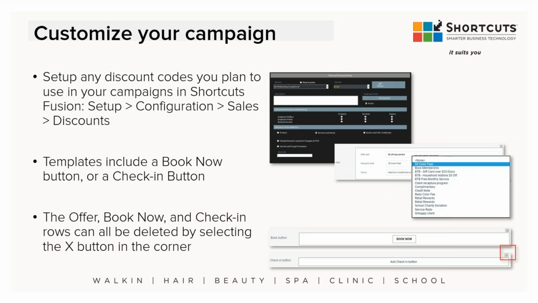So to eliminate a row that you don't want, if you don't want to include a coupon or a book now or a check-in, on the top right corner there is a little X mark, which allows you to eliminate that row. So customize your campaigns. And again, we would advise building discounts so that you can track them. And I'll show you at the end how to track the performance of those coupons.